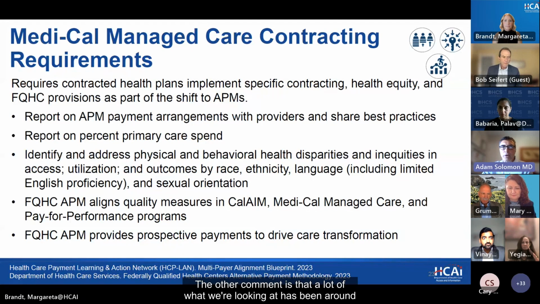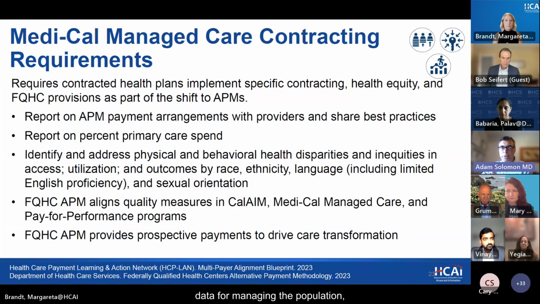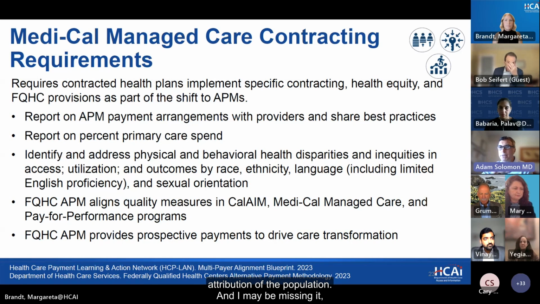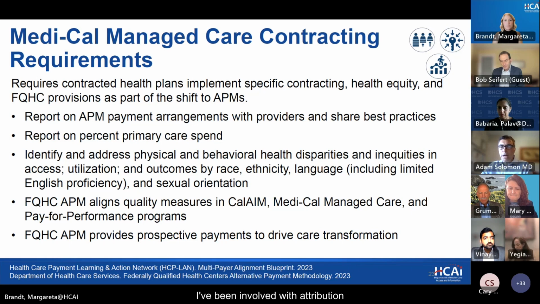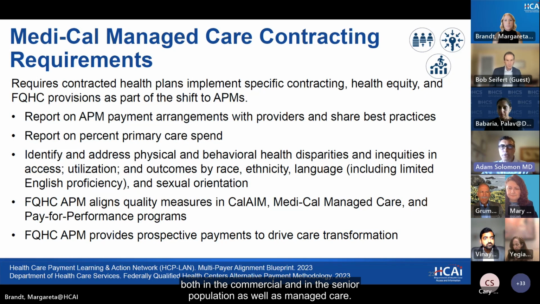The other comment is that a lot of what we're looking at has been around the activities involved in performing or collecting data for managing the population, but the layer above that is the identification and attribution of the population. And I may be missing it, but I don't see that here. I want to bring it up because to me, it's very important. I've been involved with attribution models, designated models of ACOs, both in the commercial and in the senior population, as well as managed care. And those attribution models are a big struggle.